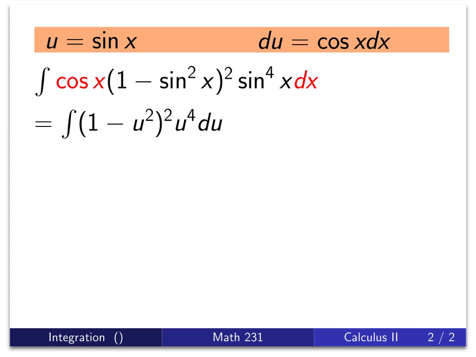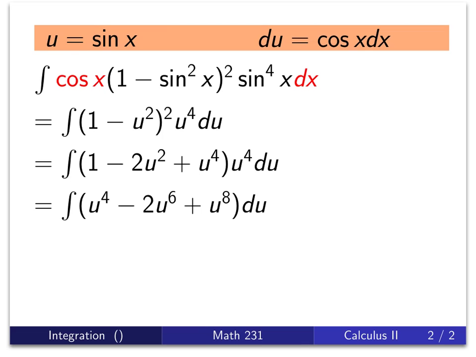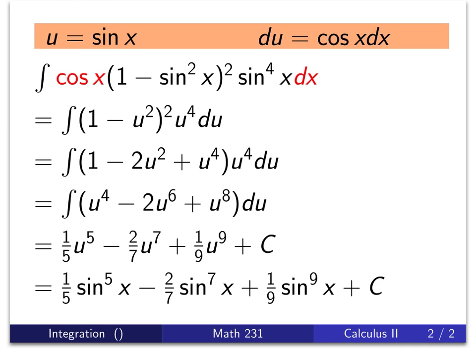Now this isn't a straightforward integral, but if we expand this out, there we've expanded it, and now we distribute u to the fourth through, it's a straightforward polynomial integral. So we now integrate. We'll get 1/5 u to the fifth minus 2/7 u to the seventh plus 1/9 u to the ninth, and then we resubstitute u is equal to the sine of x, and we have our answer.